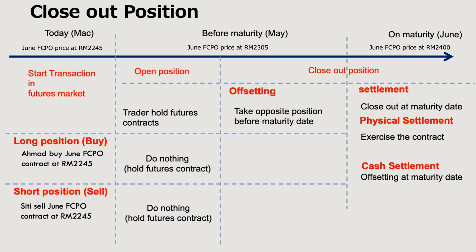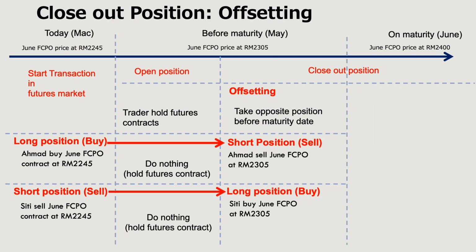So we have two types of settlement. The first one is physical settlement. Basically, you exercise the contract. The second one is cash settlement, or basically we say you offset at the maturity date. Now we discuss first what is offsetting. Offsetting is when you close out before the maturity date.